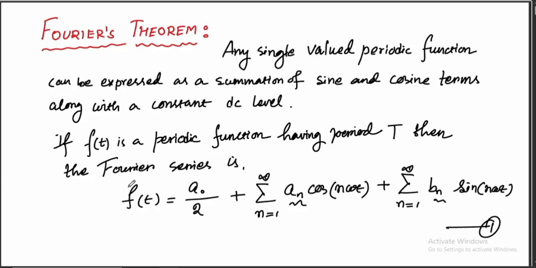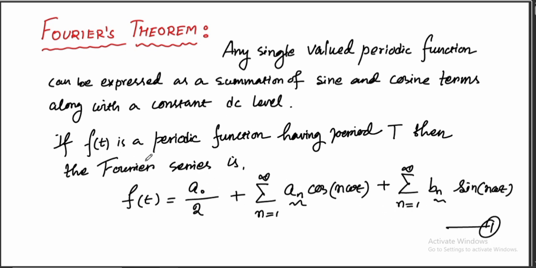Fourier's theorem. Fourier's theorem states that any single valued periodic function can be expressed as a summation of sine and cosine terms, along with a constant DC level. This is the DC level, and a0, an and bn are known as the Fourier coefficients.